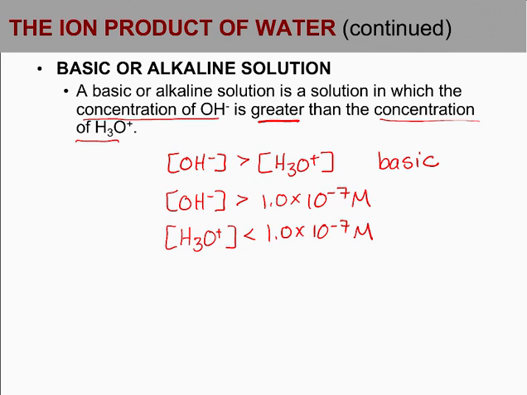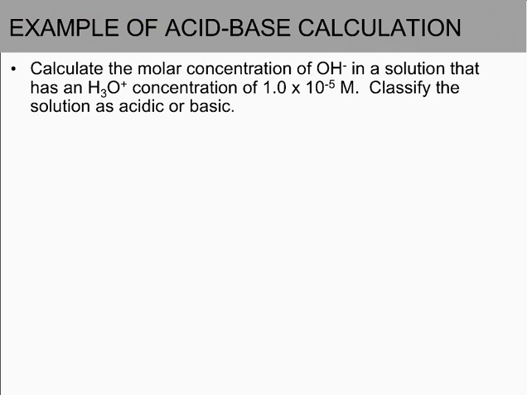Okay. So now that we know more about acidic solutions and basic solutions and what the concentrations of those ions look like for both, let's do a calculation. So let's calculate the molar concentration of hydroxide ions in a solution that has a hydronium ion concentration of 1 times 10 to the negative 5th moles per liter. And then we'll classify the solution as acidic or basic.